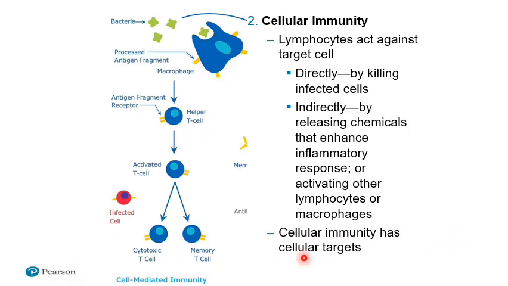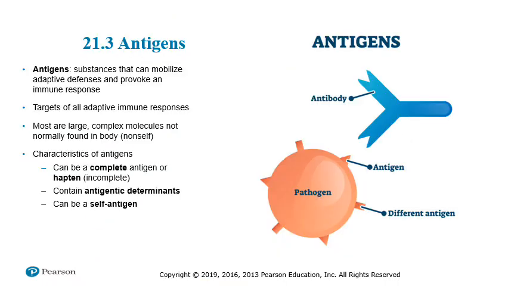Unlike the humoral, where the end effect should actually be released in the blood, in the cellular immunity, the target is the actual cell right there. So let's take a look at how this thing works.